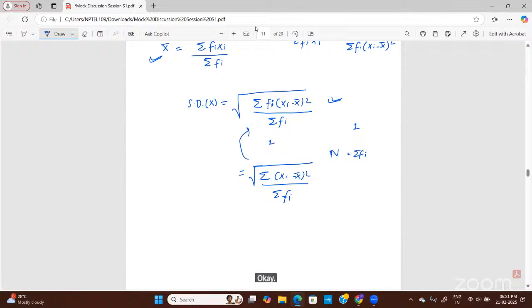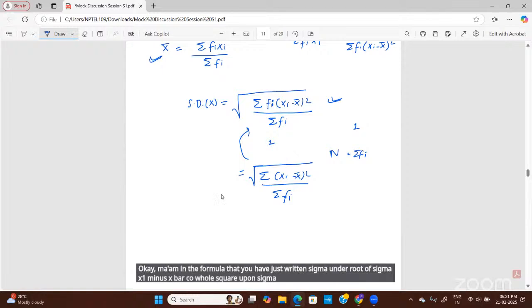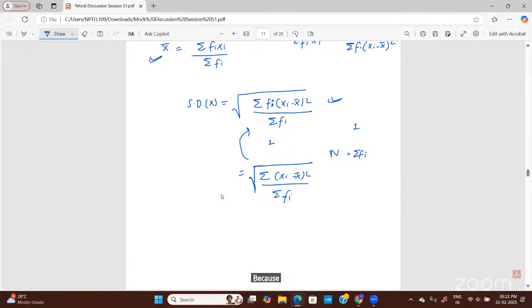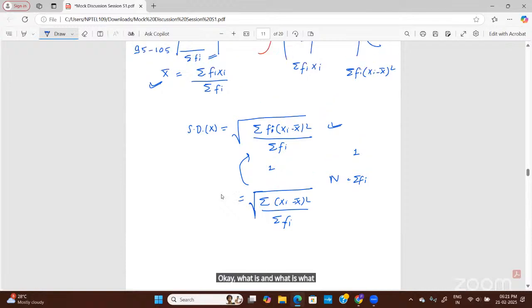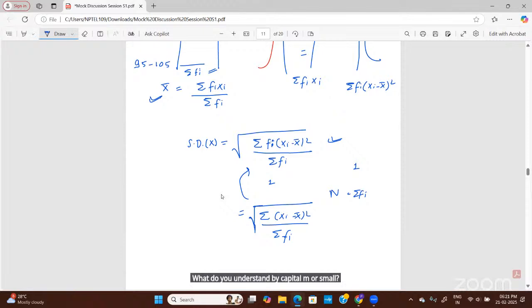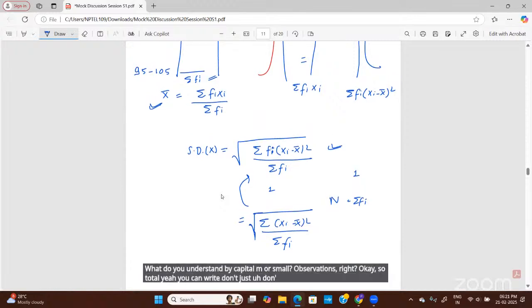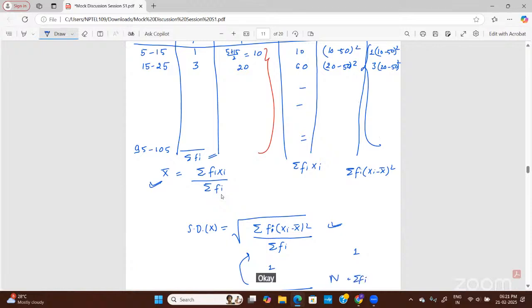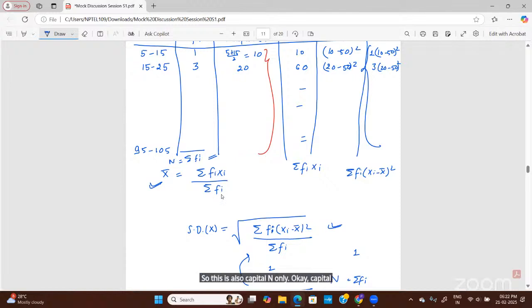Ma'am, in the formula you have just written, square root of summation of (xi minus x bar) whole square upon summation of f, here we can replace summation of f by n, na ma'am, because the frequency is not given. What do you understand by capital N or small n? Total number of observations, right? Yes. Don't get confused with these terminologies. This is also capital N only, which is nothing but the summation of frequency.